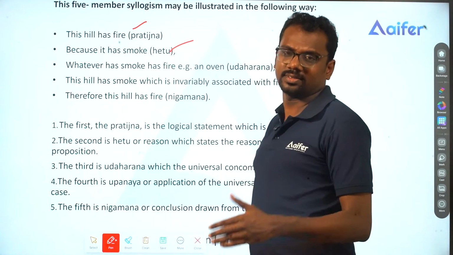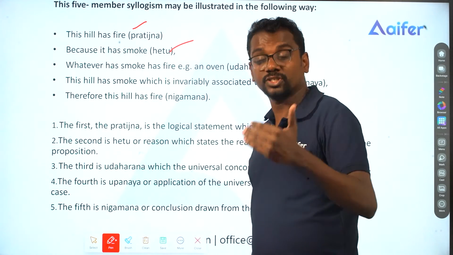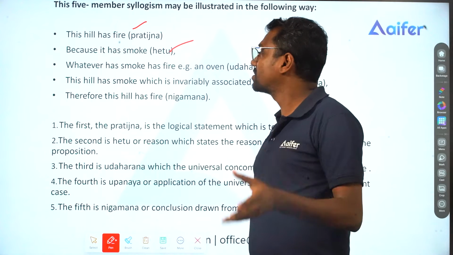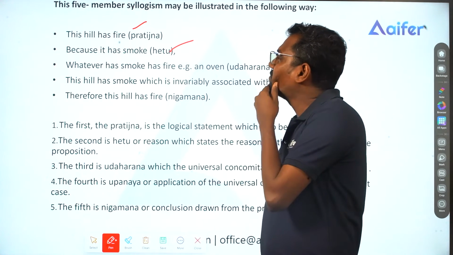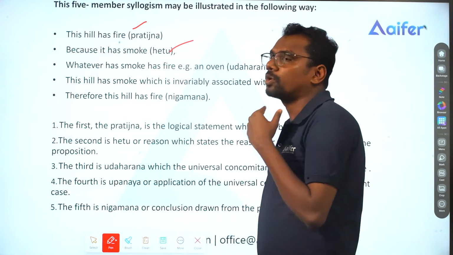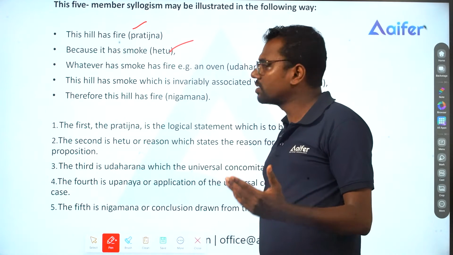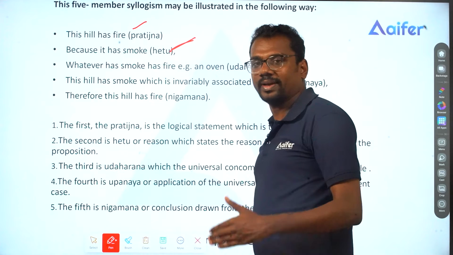Hetu, as we have already studied, is the middle term based on which we infer the major term or Sadhya. So Hetu is just a reason. In Hetu we give just a reason. This hill has fire is the Pratigna, and the reason is simple: because it has smoke. That's the reason we have here.